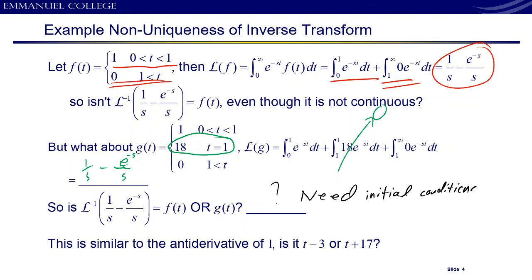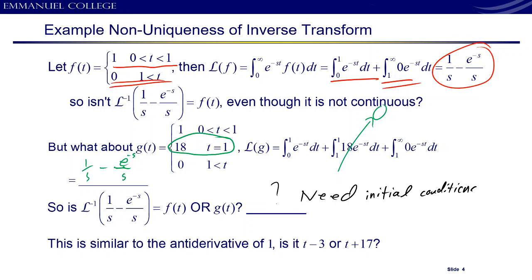Because when you do an antiderivative of a constant, so 1 for ease of example, you get t plus c. That's your antiderivative. But the question is then, is it t plus 17? Is it t minus 3? Is it t plus 230,000? You don't know. You need that initial condition. So if you were to do this at the start, you would probably just default to f of t, because you really don't know what's going on.